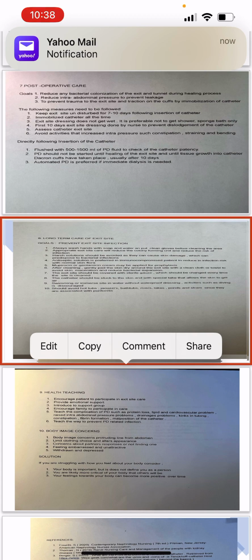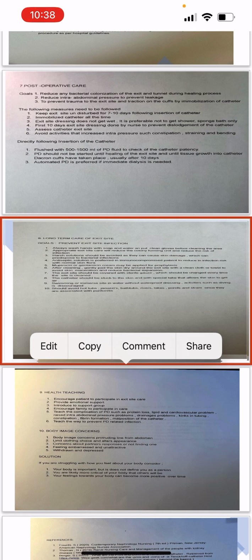For health teaching, we have to encourage patients to participate in exit site care, provide emotional support, and introduce them to a support group. The family should also be encouraged to participate in care, and we teach them the complications of PD, like kinks in the tubing, constipation, fibrin formation, and malposition of the catheter, and teach them how to prevent infection.